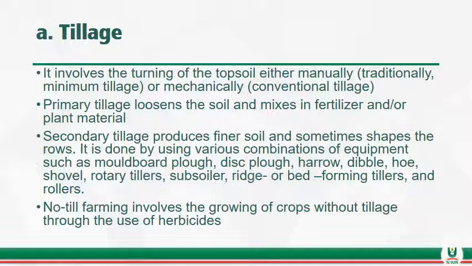and you can do your secondary tillage using equipment like the moldboard plow, the disc plow, the harrow. These are machines that you use for your secondary tillage. They make the soil to be finer tilled. Okay, you use your dibble, your hoe, your rotary tillers. However, if you don't want to tamper with the structure of the soil, then you practice the no tillage farming, which involves growing your crops without any form of disturbance of the soil structure, and you can also control your weeds using herbicides.